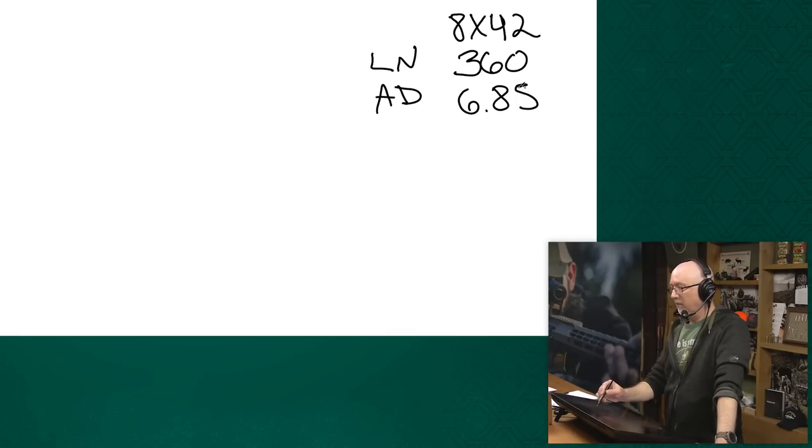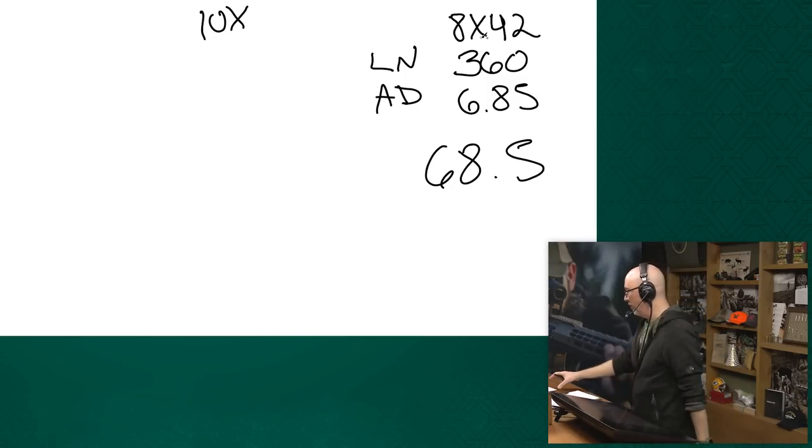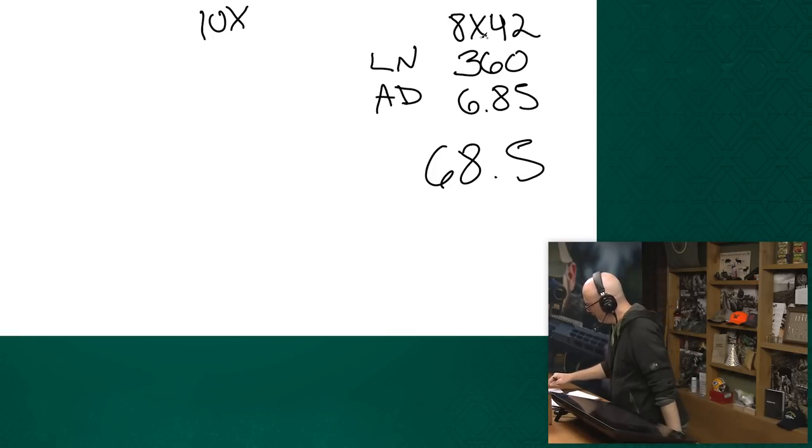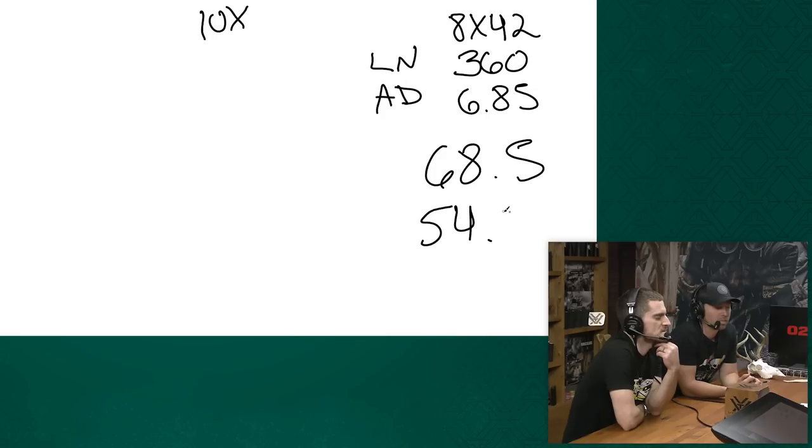Yeah. However, remember with the 10 binocular, to get the apparent field of view, we got 68.5 by multiplying that by 10. But the apparent field of view on this 8x42 is going to be 6.85 times 8, it's going to be 54. Now, this is interesting because an 8x42 has less apparent field of view than a 10x42. However, we all know and we all talk about the fact that when you look through an 8x42, you can physically see more stuff because it's usually, yeah.